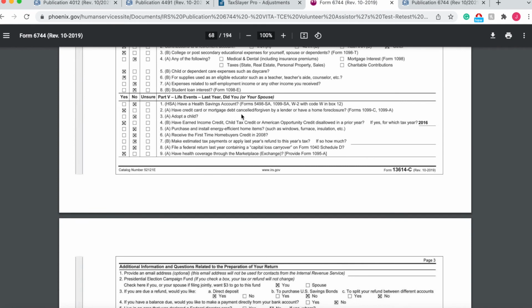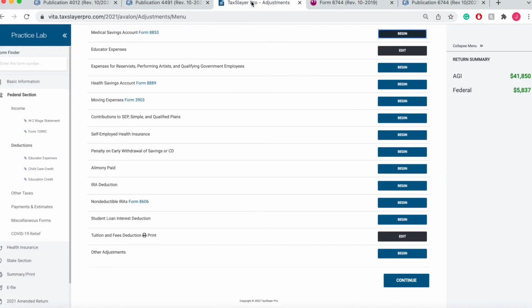And so, have a credit card or mortgage debt canceled or forgiven by a lender, or have a home foreclosure. That was a yes. We know it's the cancellation of debt, and we have already entered that. And so we are good on that one. As I've talked about before, with TaxSlayer, it's going to help us with the earned income credit. And so we do not need to worry about that right now. But we do need to enter the health coverage through the marketplace.